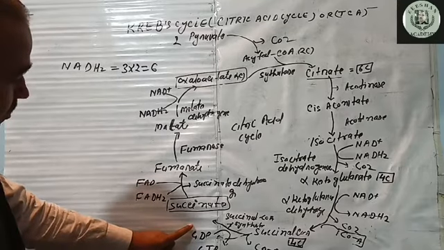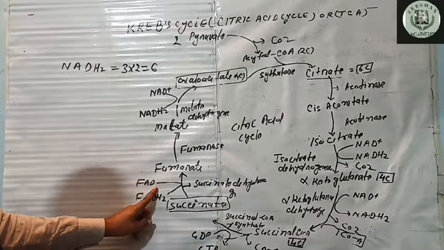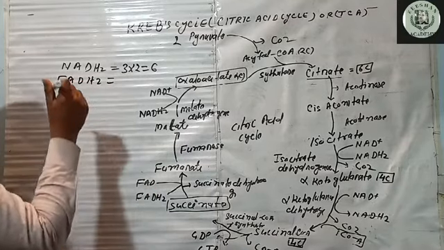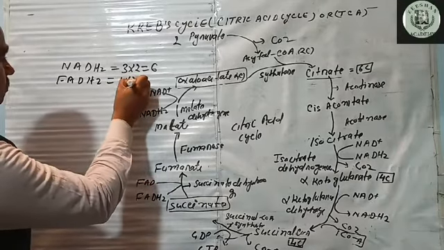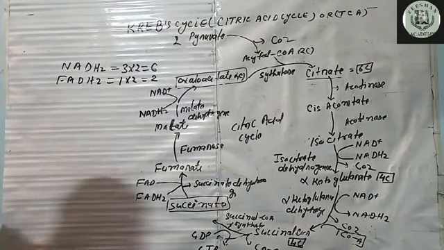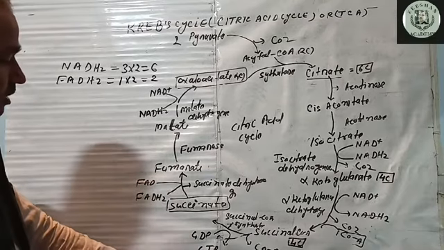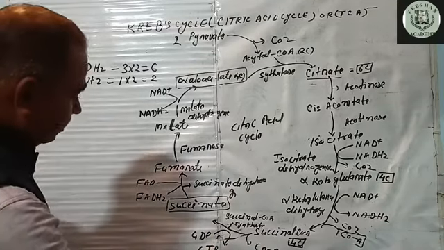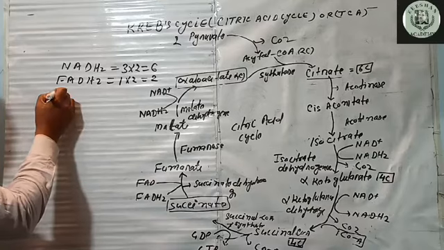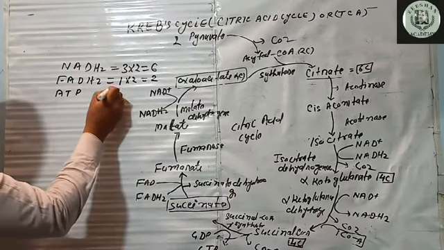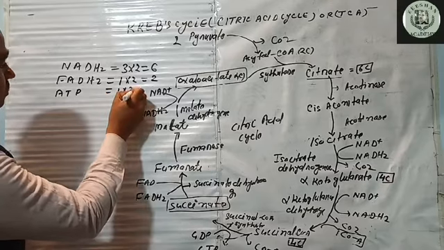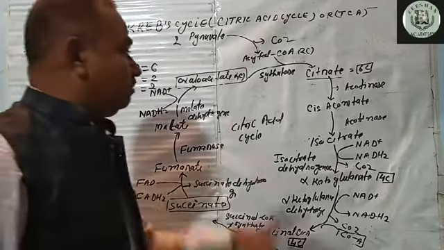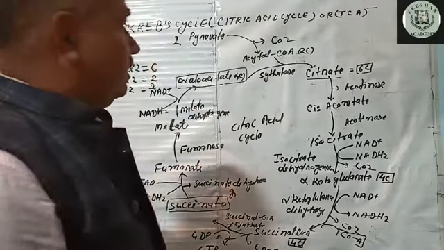Here there is one place where FAD is converted, so ultimately FADH2 molecules are 1 into 2, that is 2, and there is the GTP, which is finally converted into ATP. Their number is 1 into 2, that is 2. Now we calculate how many ATP are generated by the citric acid cycle.